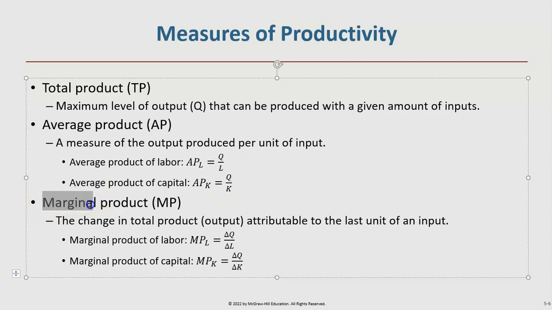Okay, marginal product, marginal meaning additional, is more difficult to measure for a business firm. But marginal product is the measure of productivity that we will find informs our understanding of business behavior more than the average product. More difficult to measure, but more informative. Okay, the marginal product of labor is the change in output divided by the change in labor.